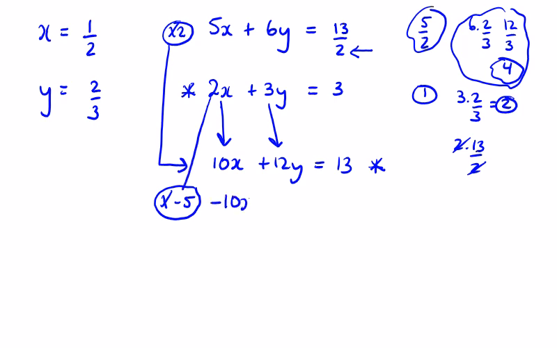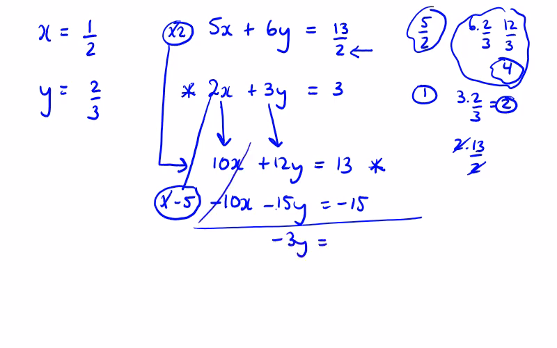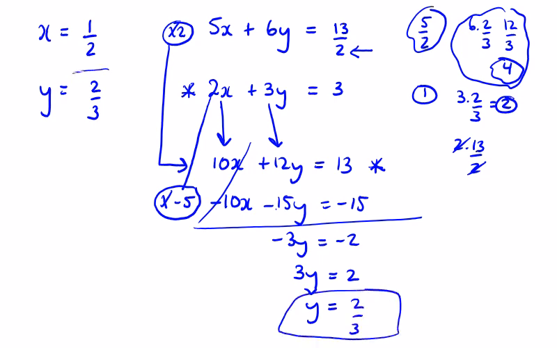Minus 10x minus 15y equals minus 15. So we're going to end up with the x's cancelling when we bring these lines together. So we're going to get minus 3y is equal to minus 2, which is the same as 3y equals 2, or y is equal to 2 over 3, which is what you gave me at the start, or we created at the start here. And then to solve for x, take any of the equations.